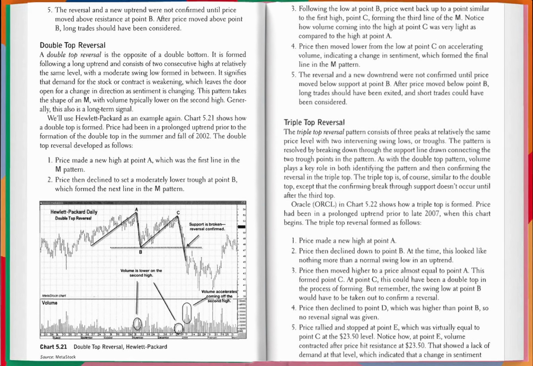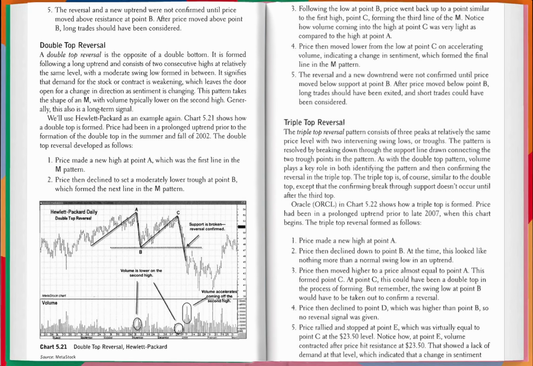Triple top reversal. The triple top reversal pattern consists of 3 peaks at relatively the same price level with 2 intervening swing lows, or troughs. The pattern is resolved by breaking down through the support line drawn connecting the 2 trough points in the pattern. As with the double top pattern, volume plays a key role in both identifying the pattern and then confirming the reversal in the triple top. The triple top is, of course, similar to the double top, except that the confirming breakthrough support doesn't occur until after the third top.